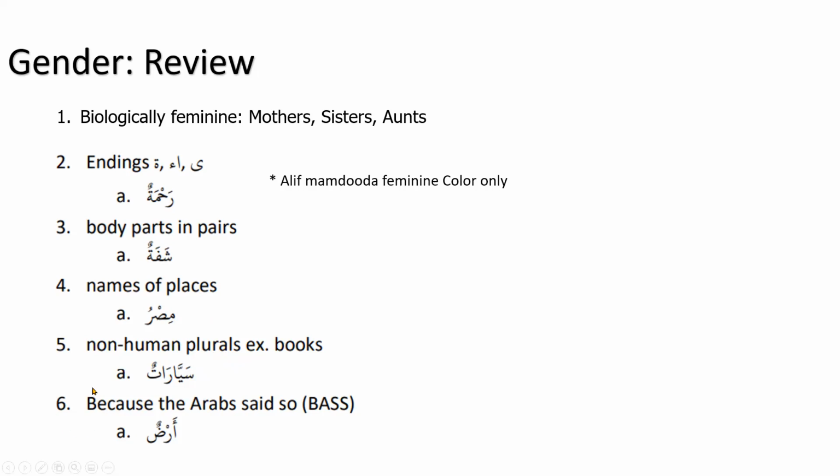And the sixth category was a bunch of words, probably 16 or 17 words. These are feminine because the Arabs said so. They decided these would be feminine words, like ardun, shamsun, narun, asa, ka'sun. All these words in the chart, we have seen them, we know the meaning of them.